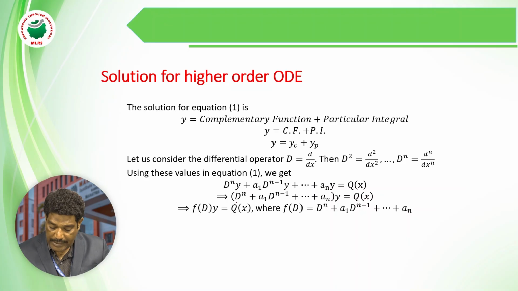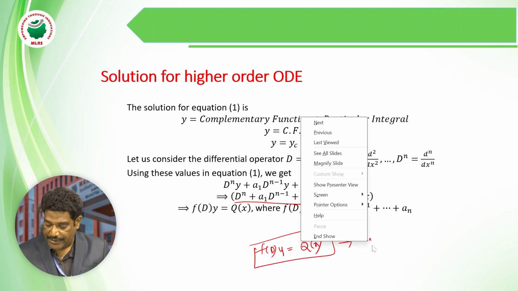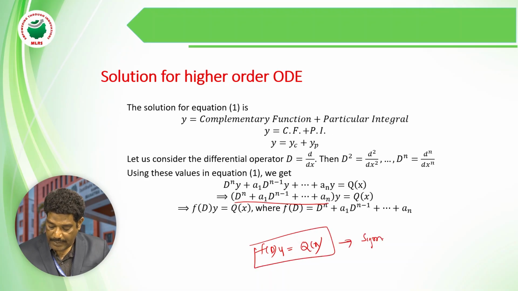Then after taking y common, we get (D^n + a1 D^(n-1) + a2 D^(n-2) + and so on, plus an) y equals Q of x. Right. So this can be considered as f of D. f of D into y equals Q of x. Writing like this is called symbolic form.